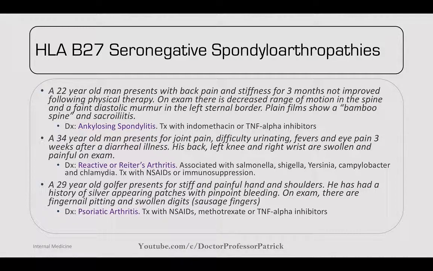Last, we've got a 29-year-old golfer who presents with stiff and painful hands and shoulders. He has had a history of silver-appearing patches with pinpoint bleeding. On exam, there are fingernail pitting and swollen digits, or sausage fingers, and this is classic of psoriatic arthritis. You can treat with NSAIDs, methotrexate, or TNF-alpha inhibitors.